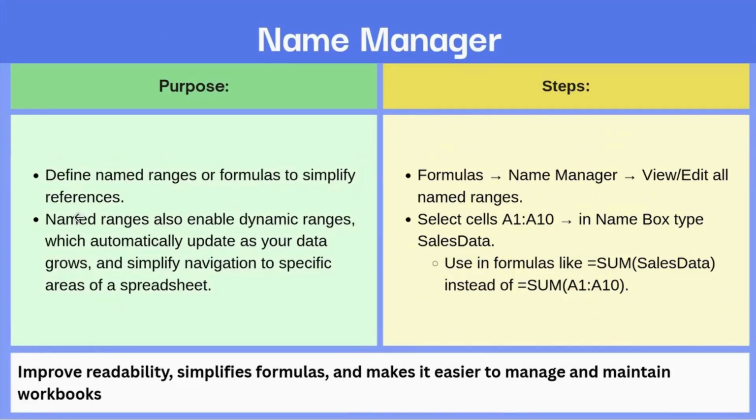Now, Name Manager. Name Manager improves readability and simplifies our formulas and makes it extremely easy to manage and maintain our workbook. It simplifies navigation to specific areas of the spreadsheet, using formulas to simplify the references. Say there's a sales data column and you want to sum that entire column. Instead of selecting the entire range, we can simply first designate a name range to that particular range and use it in formulas for better readability.